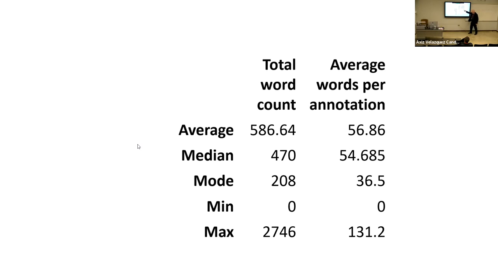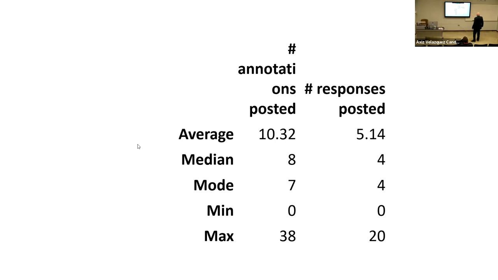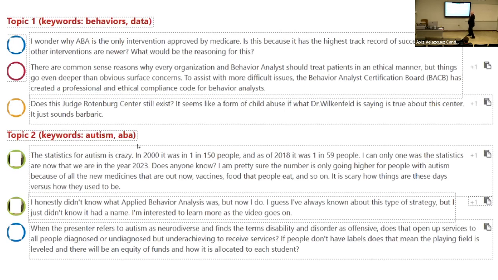I gained word counts. Again, word counts aren't really that important. What I find useful for me in this is the number of annotations posted and responses. I did include that, and I even read that to people's faces. The machine does this. They call it a confusion report. I don't really see it as a confusion report. Well, I guess I can see why they call it that.